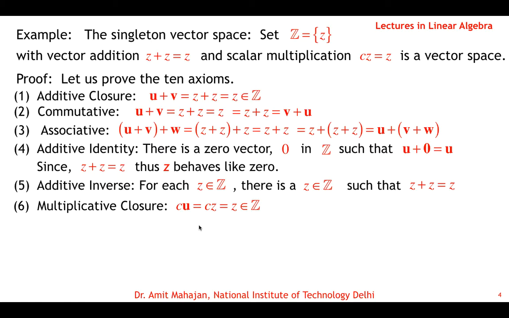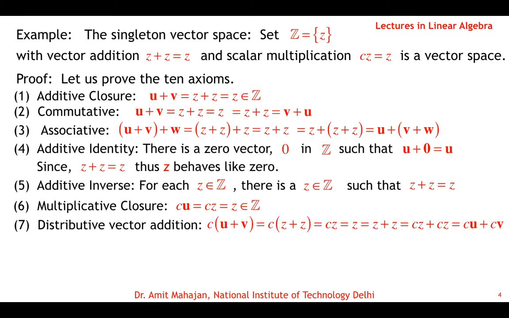The seventh property is the distributive vector addition. The left hand side says that the scaling of u plus v, and we have to prove it to be the scale of u plus scale of v. Again, u and v are vectors in capital Z, so u has to be z, v has to be z, so it is c times z plus z, and scalar addition says z plus z is z, so it becomes c times z, and the scalar multiplication says that cz is z, so c of z is simply z.